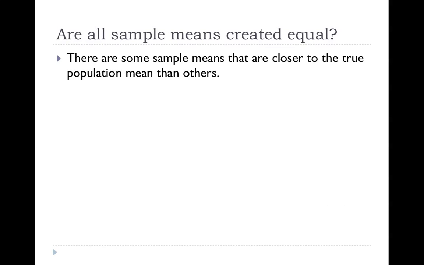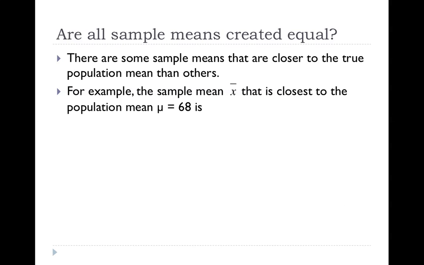All those sample means are not necessarily created equal, because if you notice the numbers, there are some sample means that are closer to the true population mean than others. Remember that the true population mean was 68. So if mu was 68, the sample mean x bar that was closest to 68 is 67, when we sampled C1, C2.